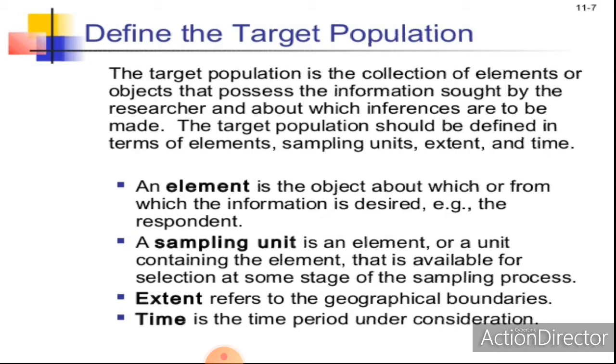Now the next is extent. It refers to the geographical boundaries. Now the last one is time. It is the time period for data collection. So a population is the combination of all these things, that is elements, units, extent and time. So defining the target population is the first step in the sampling process. A researcher should take utmost care before selecting a population or universe.